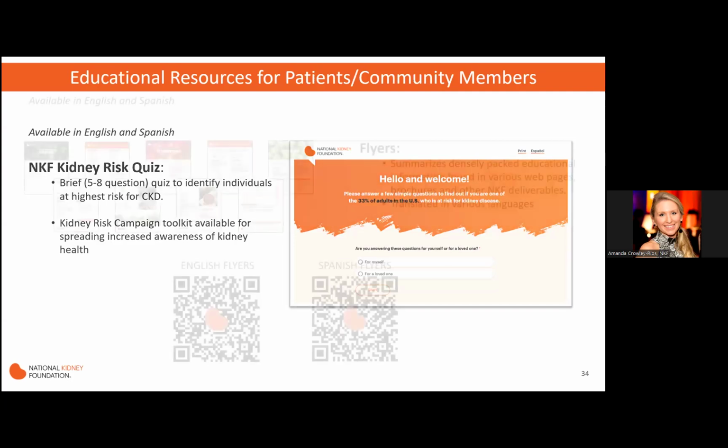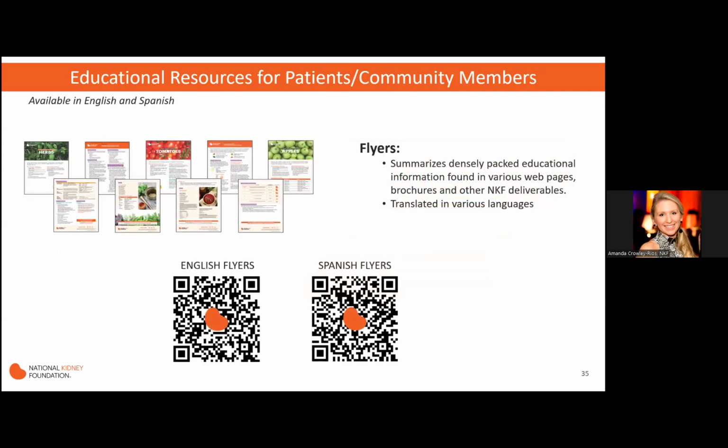We can go to the next slide. And another great educational tool we have are our flyers, right? We love our digital resources, but we know there is still a place for those printouts and hard copies. So of course, these can be accessed from a device, but also printed out.